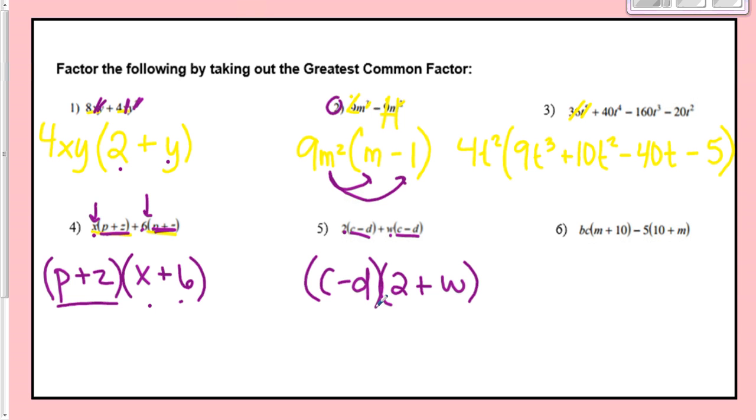So try 6 really fast. Pause it if you need to. Okay, what do they have in common? M plus 10. Now I will say this one's backwards, but it's still m plus 10, right? When you add 3 plus 2, it's still 5 if you do 2 plus 3. So m plus 10 comes out first. What's left over? BC minus 5.